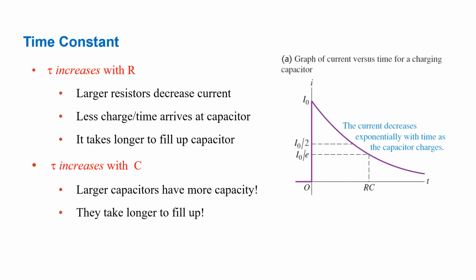Your tau increases with R. Larger resistors decrease your current, and less charge per time arrives at the capacitor. And if you have larger R, it takes a longer time to fill up your capacitor. Your tau also increases with your capacitance. Larger capacitors have more capacity, thus they take longer time to fill up.